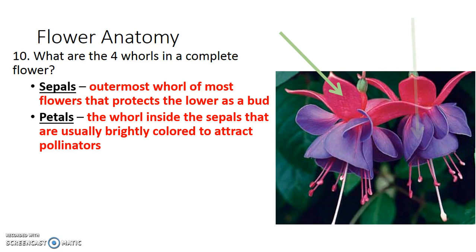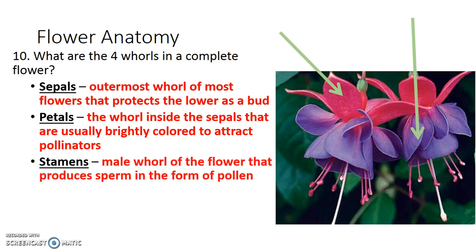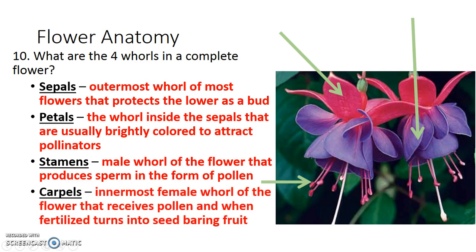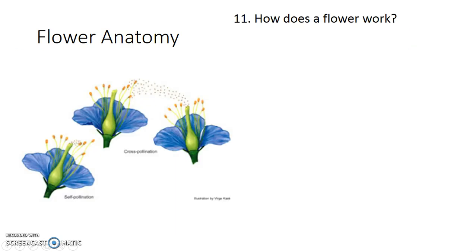The innermost whorl to that is the petals, in this case, the bluish purple parts. These are delicate, brightly colored parts of a flower that are there to attract pollinators. Stamens come after that. They're the next innermost whorl. That's these guys. And that's the sperm-producing part, or the male part of the flower. The very center whorl of a flower is the carpel, these yellow things sticking out of the middle. And that's the part of the flower that receives pollen. That's the female part of the flower. Sepals, petals, stamens, carpels. 1, 2, 3, 4. Fuchsia flowers are complete flowers.